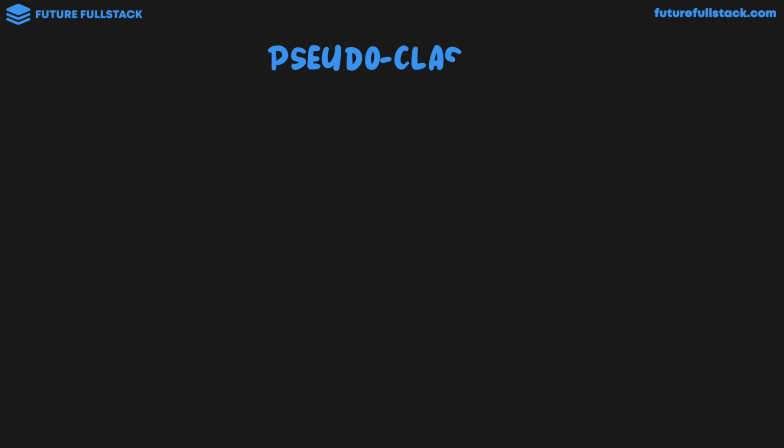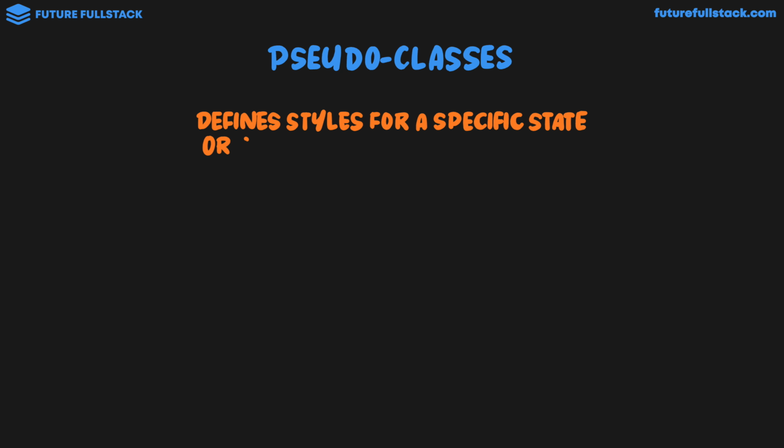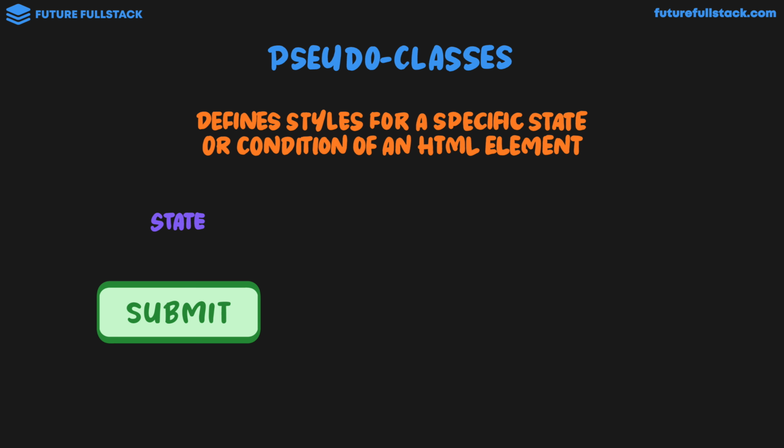So what are pseudo-classes? Pseudo-classes define styles for a specific state or condition of an HTML element. So what do we mean by state or condition? Let's look at state first. An example of a state of an HTML element would be something like a button. At the moment, the button is green, but if I were to hover over this button, it turns purple. This is an example of state, where we can define styles for different states. Like we saw the button was green when our cursor was not hovering over it, whereas it turned purple when we did hover over it.